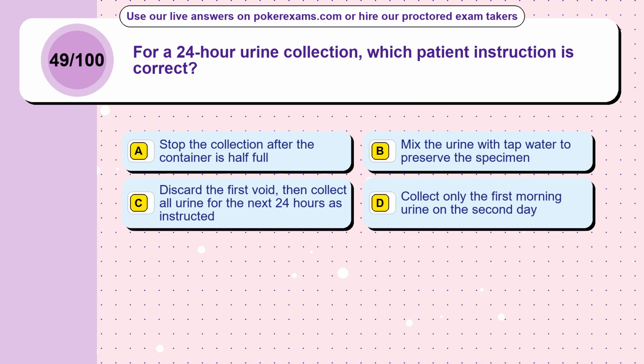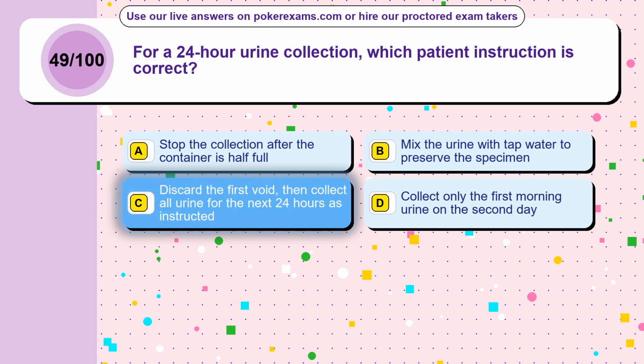Question 49. For a 24-hour urine collection, which patient instruction is correct? Option A. Stop the collection after the container is half full. Option B. Mix the urine with tap water to preserve the specimen. Option C. Discard the first void, then collect all urine for the next 24 hours as instructed. Option D. Collect only the first morning urine on the second day. The correct answer is option C.